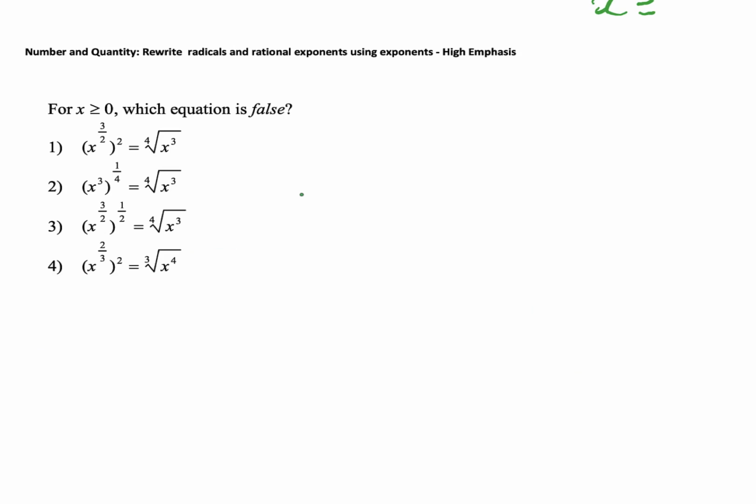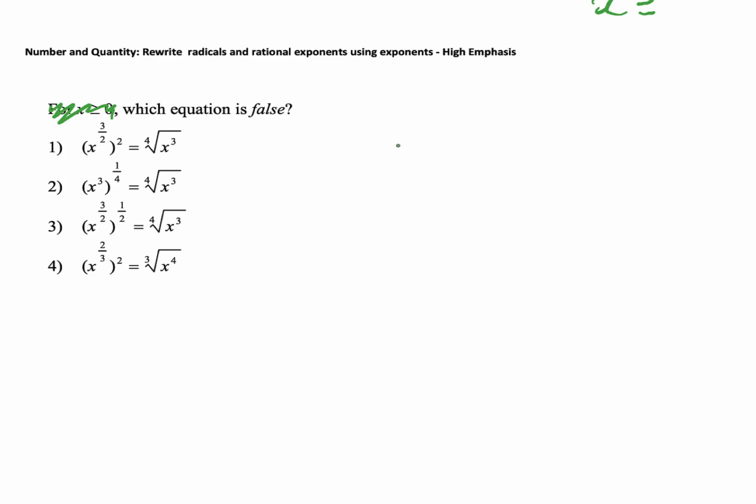Okay, final questions, number and quantity. And I chose the concept where you have to rewrite radicals and rational exponents using exponents. And this is high emphasis. So in this question, they say for x greater than or equals to 0. So don't worry about that. Students see this and they worry about it. I don't worry about that. They said which equation is false. So in this problem, you have to use the laws of exponents. And then once you've used the laws of exponents, you then have to rewrite your rational exponent as a radical.